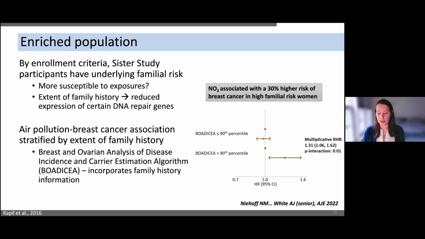In work led by my postdoc, Nicole Niehoff, we looked at the association between air pollution and breast cancer risk, stratifying by extent of family history. In this study, we used the Bodicea measure, which is an algorithm that incorporates detailed information about a woman's family history to identify and quantify their underlying familial risk. We found that in women who had a very high Bodicea score, defined as greater than 90th percentile, NO2 was significantly associated with a 30% higher risk of breast cancer, whereas we did not observe that association among the low risk women. So these findings do suggest that the Sister Study might also be more susceptible to air pollution exposure.